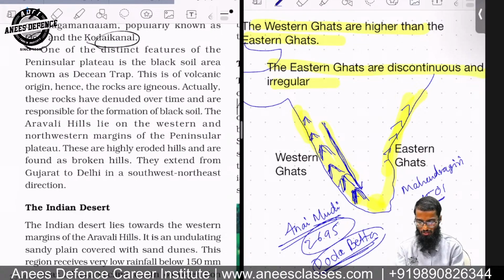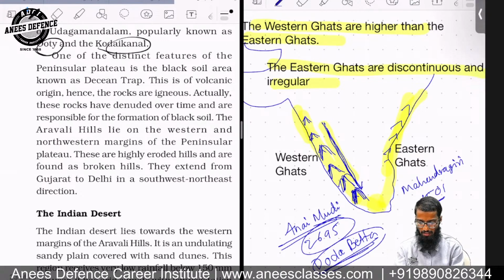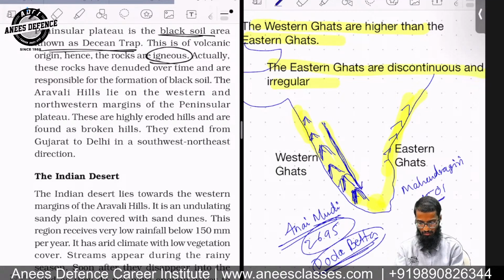One of the distinct features of the peninsular plateau is the black soil, known as the Deccan trap. This is of volcanic origin and hence igneous rocks. So black soil is important for which crop? For cotton. It's called cotton soil.